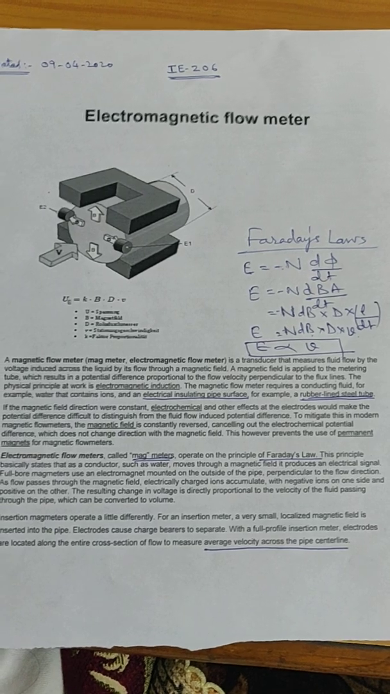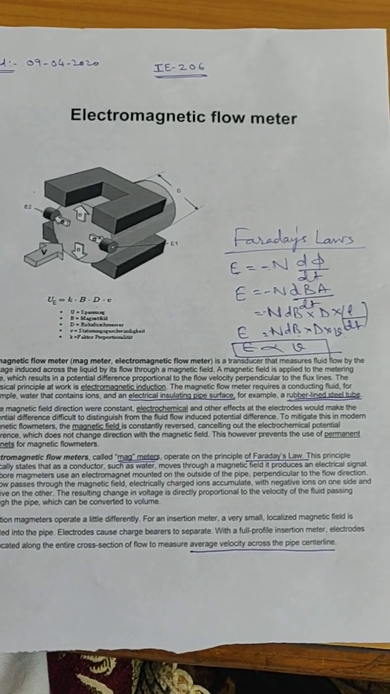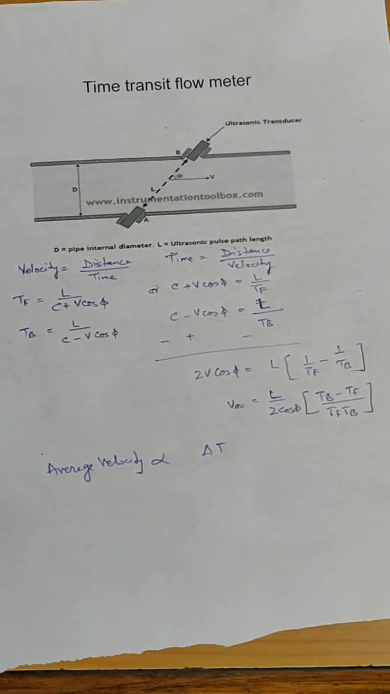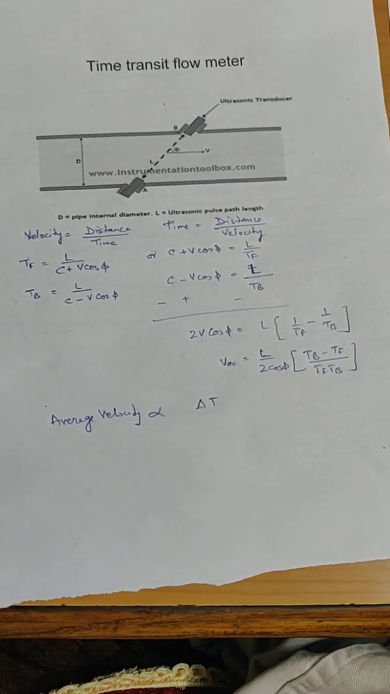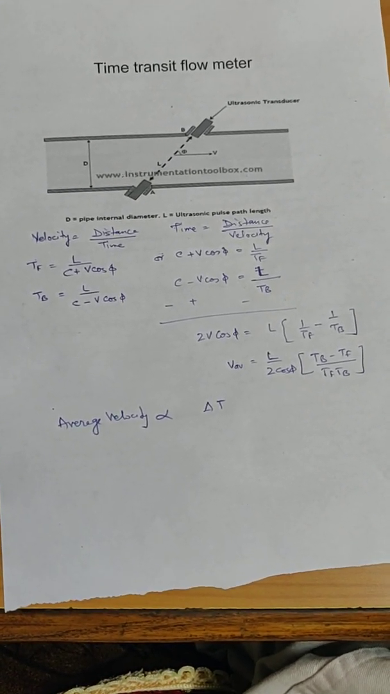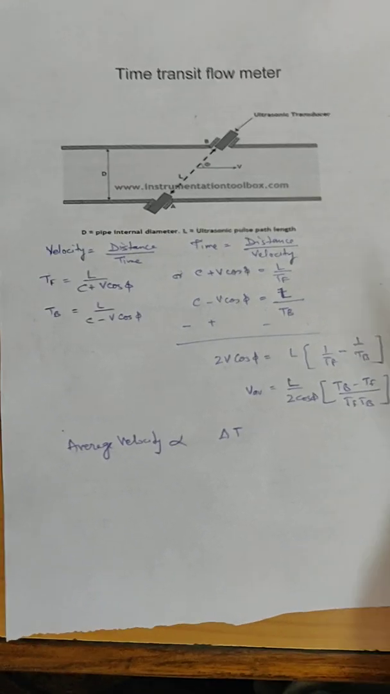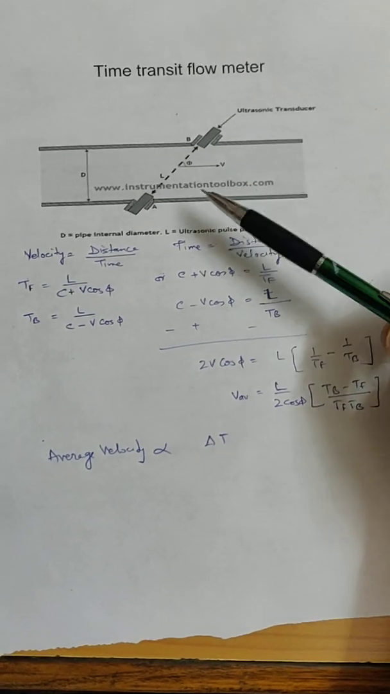Our next topic is ultrasonic flow meters. Number one is the transit time type flow meter, and number two is the Doppler type flow meter. The Doppler type flow meter we will discuss later on. Number one is the transit time type flow meter.